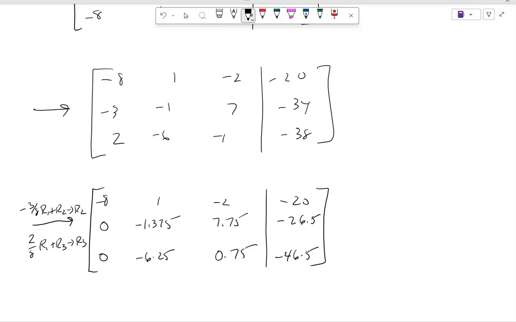Which one? Row 3, column 2. Okay. -5.75. Don't we have a -1/4 minus 6? Isn't it positive 2/8 times a -1, right?